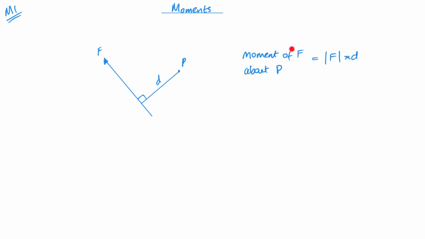And here we have it. The moment of F about P is the modulus of F times D. Modulus of F is just because we're looking at the size of the value and we want the positive size of that force. Now, going with this, we also want to think about the direction. So if I think of this force F, it's going to end up pulling this round in a clockwise direction. So this one actually is the clockwise moment of F about P.